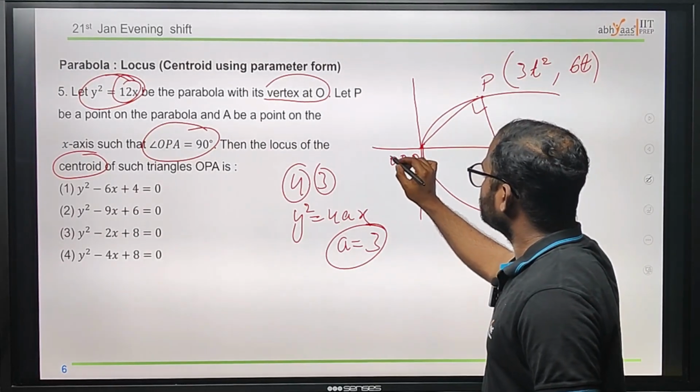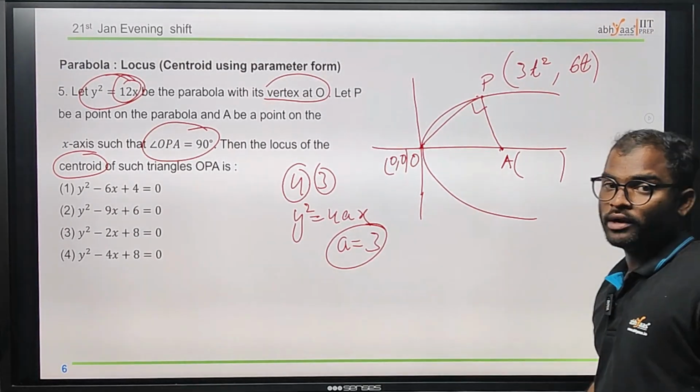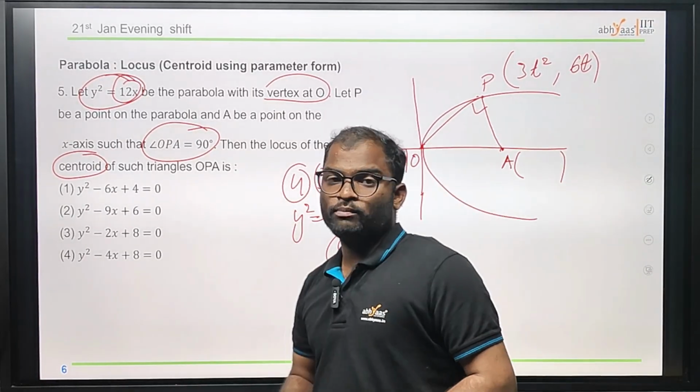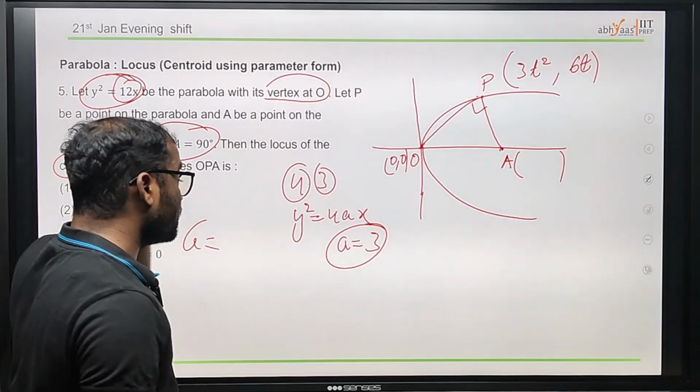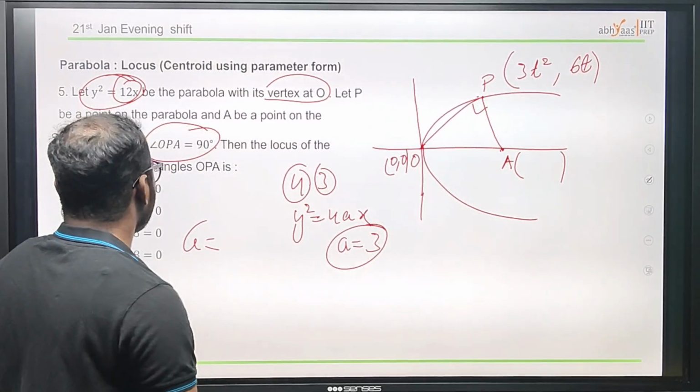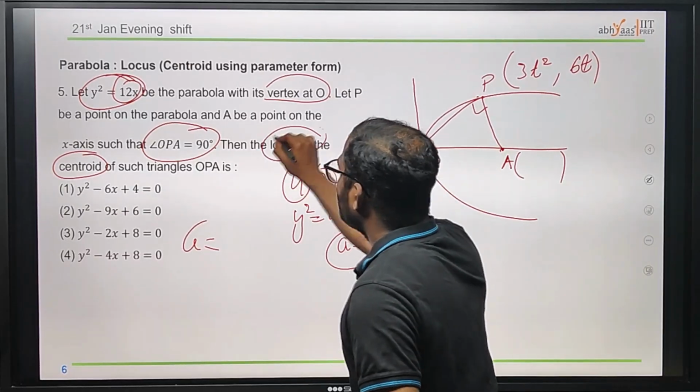We know this one is the origin, therefore 0, 0, and we need to find this A point. After finding these 3 points, we know the centroid formula, which is G equal to the sum of the 3 points divided by 3. We can just take the average of these. After finding that average, we can easily find the locus equation.